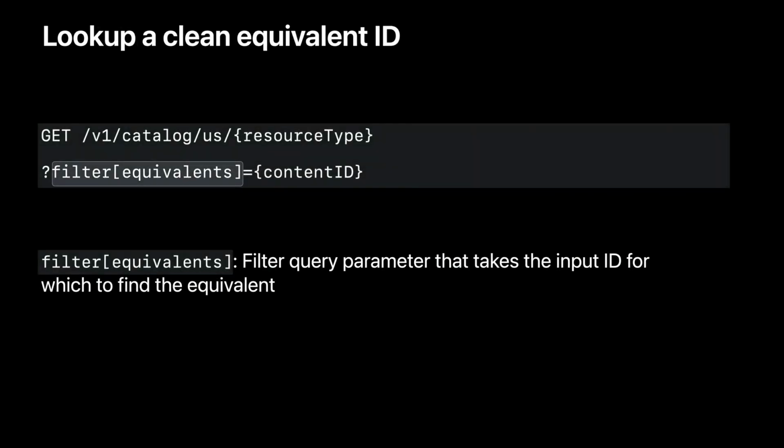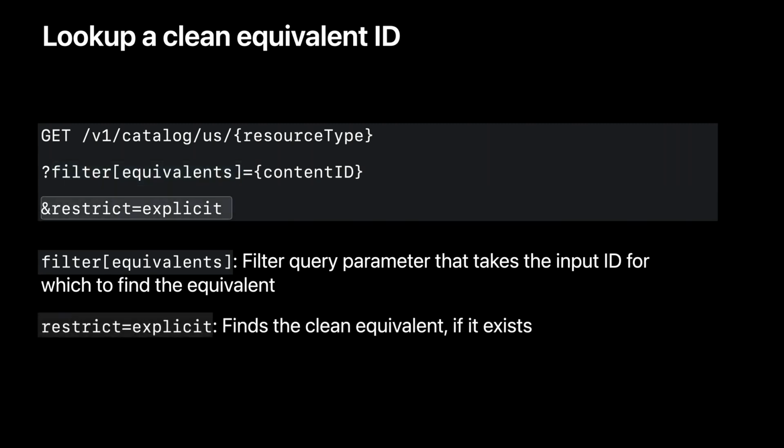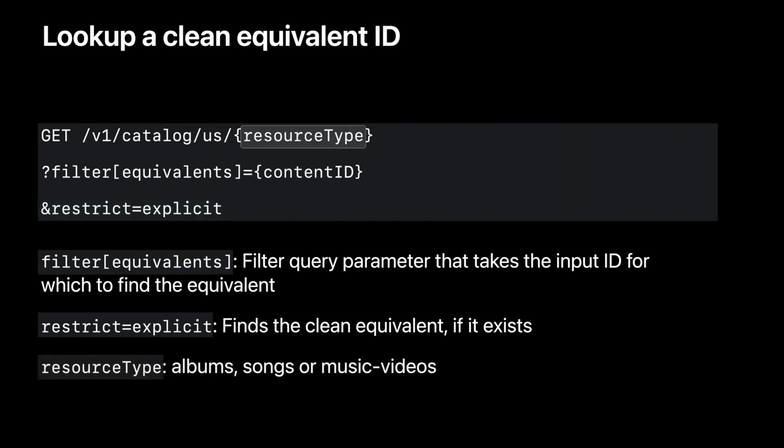Here is how you can use the API to get the clean equivalent. Similar to the previous example, you need to pass the filter equivalence parameter with the input content ID. Add the query parameter restrict equals explicit to get the clean content. This API is available for albums, songs, and music videos.